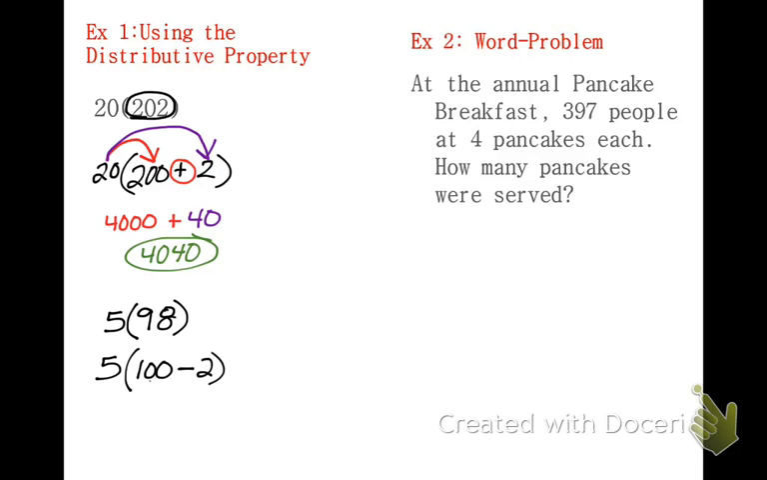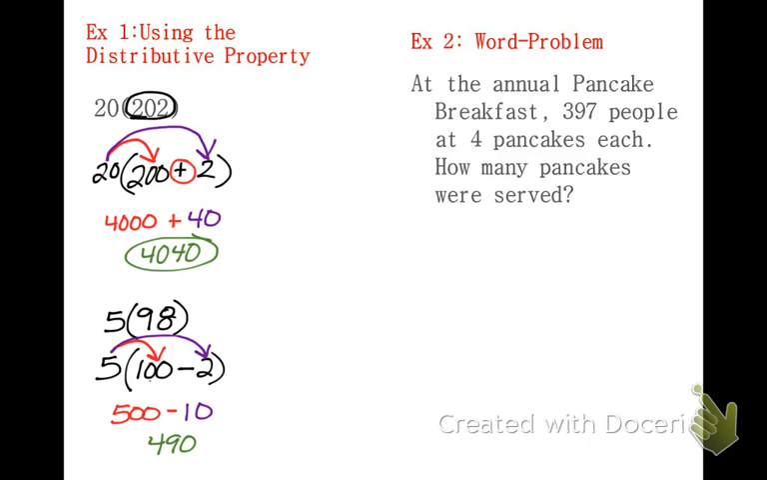And then I'm going to make an arrow, or multiply 5 times 100, which is 500. Then put a minus sign. And then put 5 times 2, which is 10. And then you subtract them. So 500 minus 10 is 490.